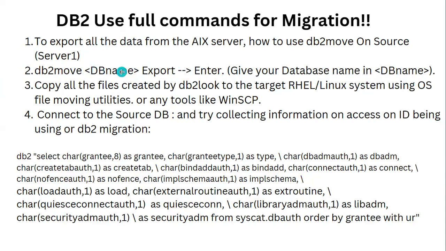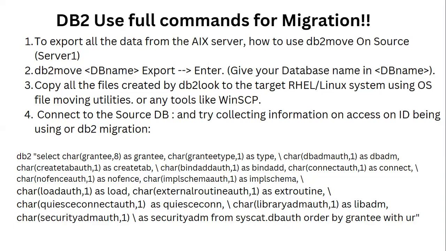So you can mention anything, your sample database name, your A, B, test DB, whatever it is. That will basically create all the export files. Okay, so copy all the files created by DB2 into the target RHEL server system using the OS file moving utilities. As I mentioned, you can use WinSCP, FTP, SCP, basically any file movement utilities software to move your files from source to target.